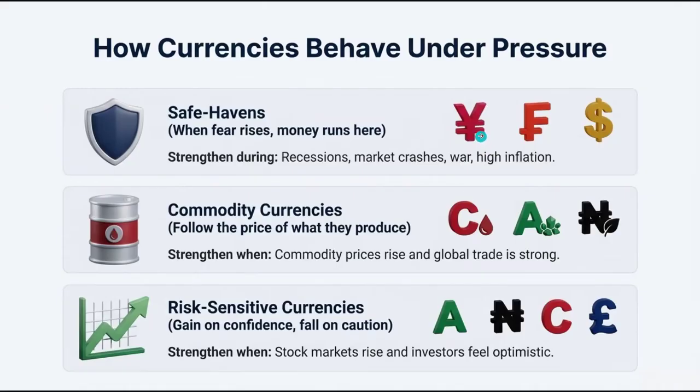We have the Japanese yen, that's this Y. We have the Swiss franc, that's CHF. And then we have the US dollar. These are going to be your safe havens. Then we have our commodity currencies: the Canadian dollar, the Australian dollar, and the New Zealand dollar. These are commodity currencies. They follow the price of what they produce.